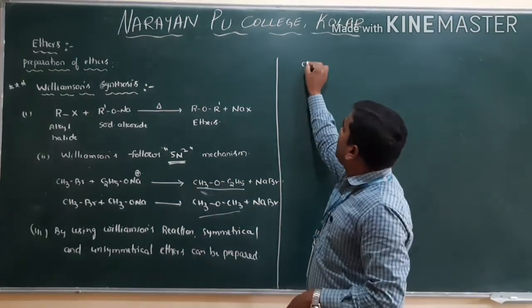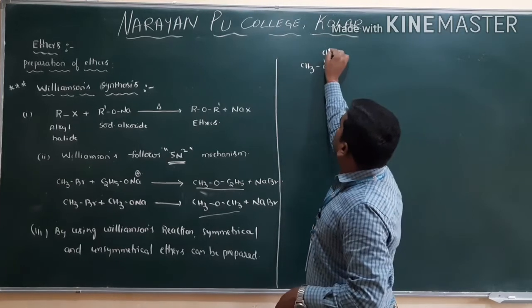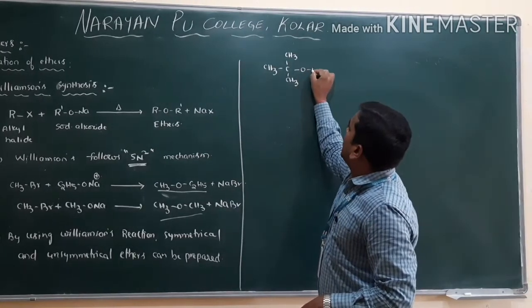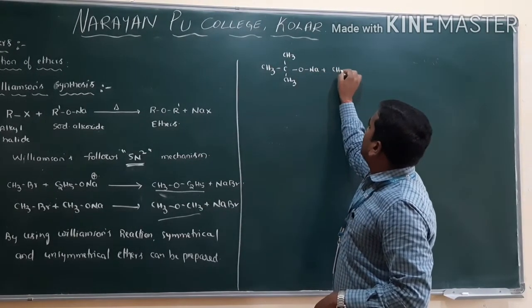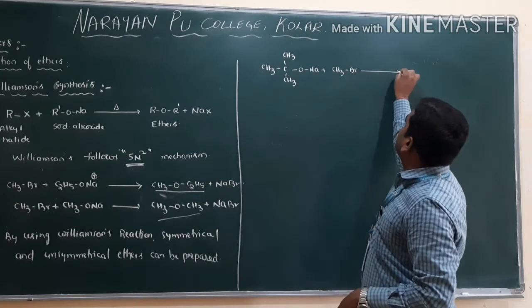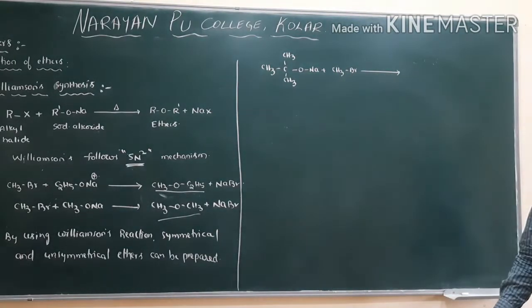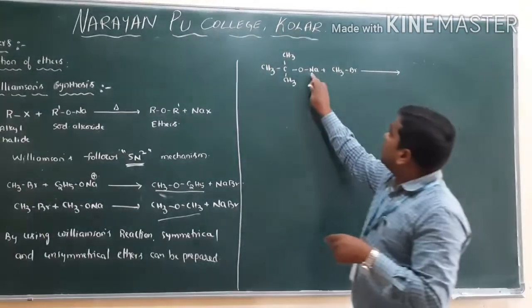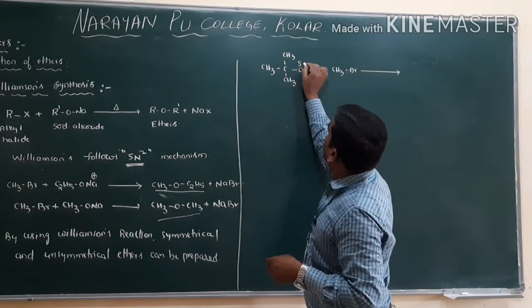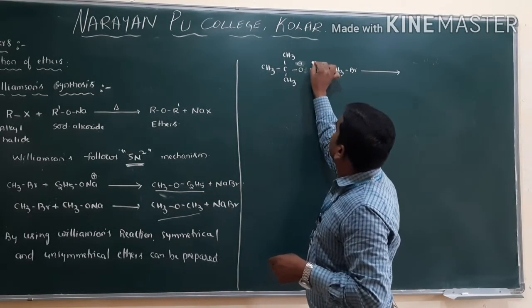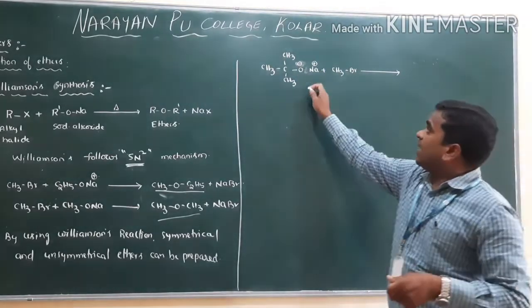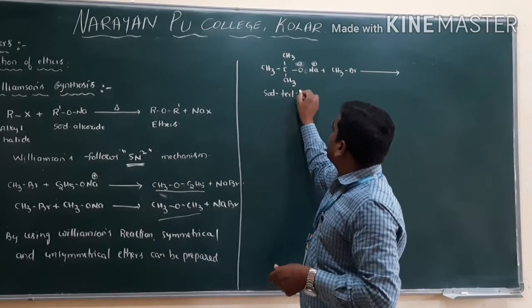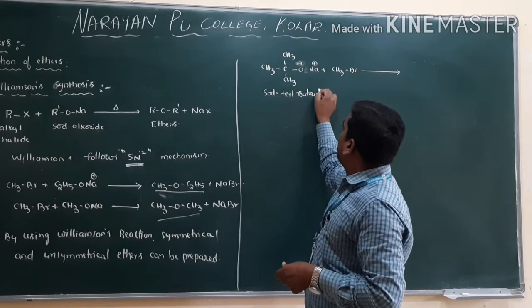Suppose I write one example here. CH3 and here CH3, sodium alkoxide I have taken, and now CH3Cl. Clear? Now what do you have to get? You have to get the ethers. Ethers means it follows which mechanism? SN2. When this bond breaks, this has a negative charge and this a positive charge. It is a nucleophile. Tertiary, it is sodium tertiary butoxide.